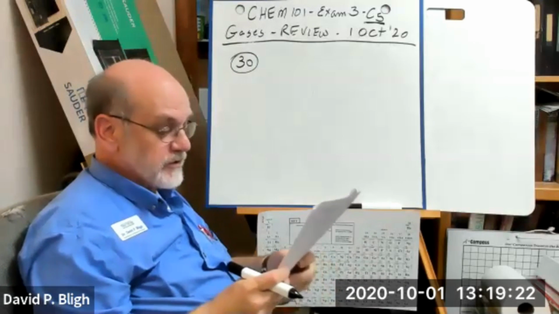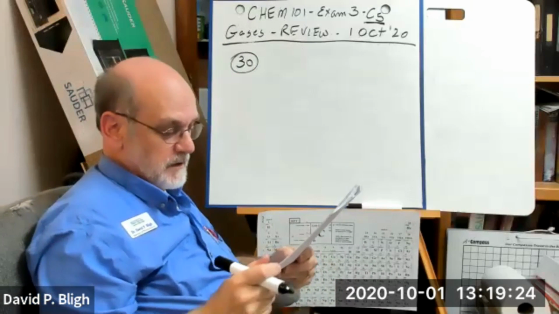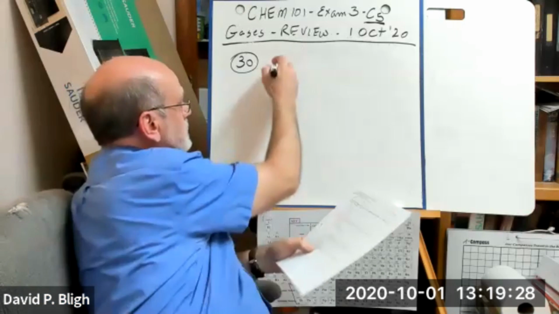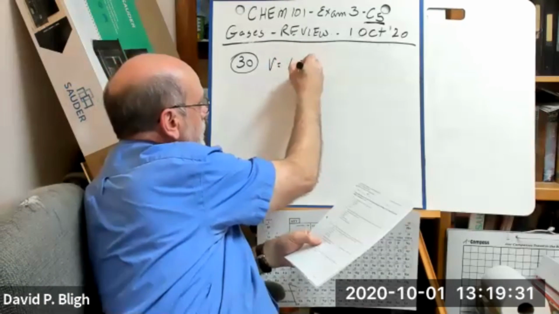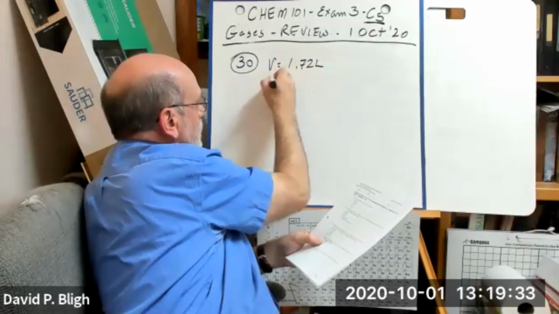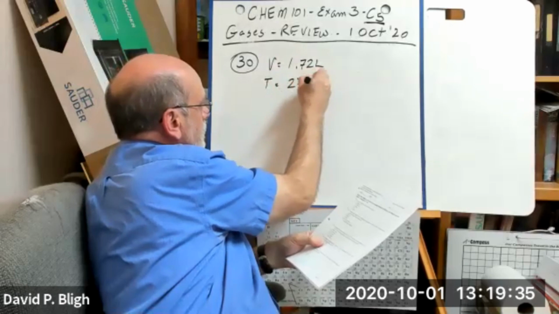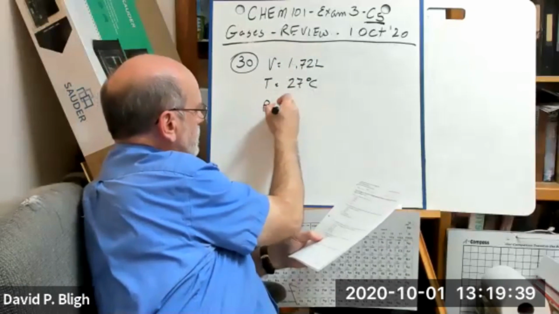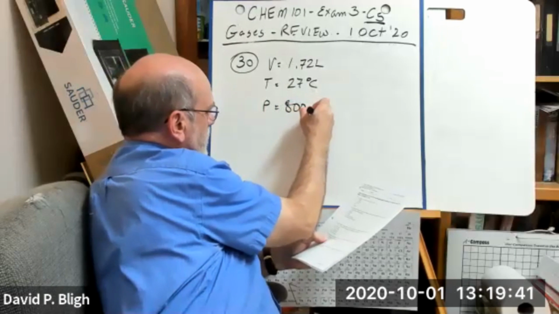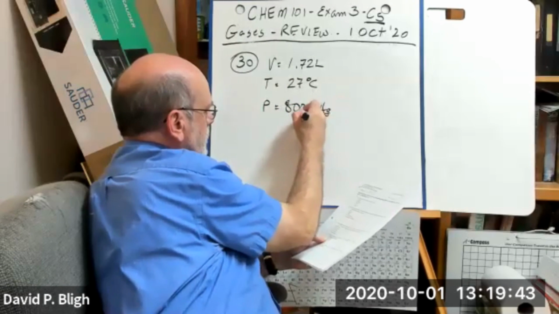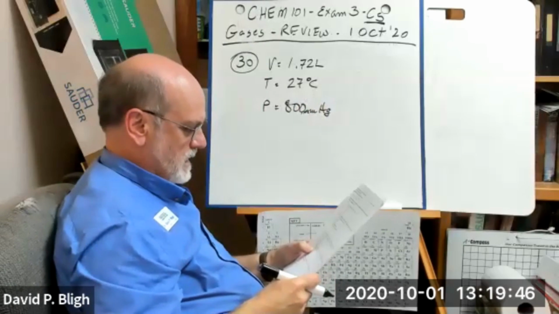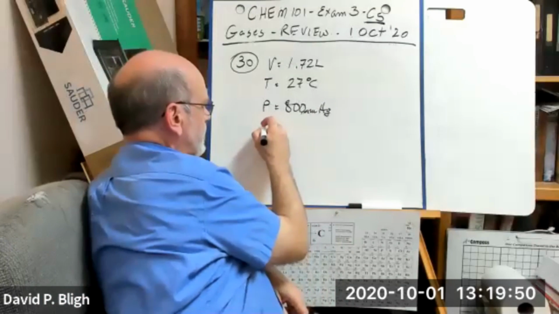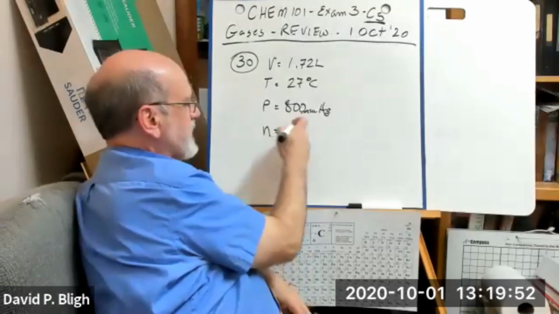A sample of oxygen gas has a volume of 1.72 liters at 27 degrees Centigrade and 800 millimeters of mercury. How many oxygen molecules does it contain? That's what we're looking for.